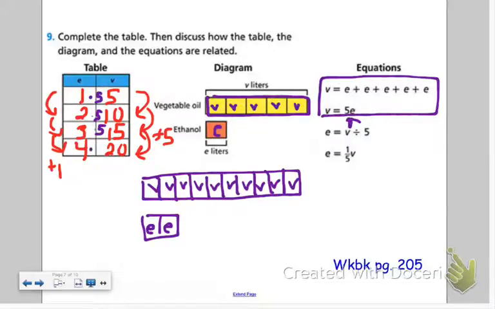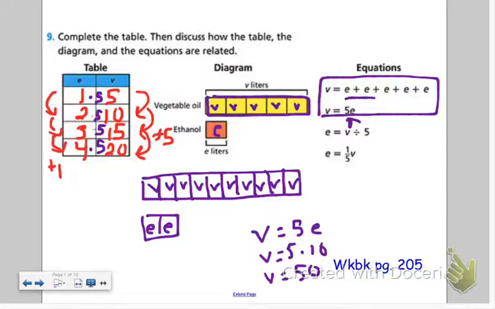Remember over here we were multiplying by 5. 4 times 5 is 20, 3 times 5 is 15, 2 times 5 is 10, 1 times 5 is 5. The amount of vegetable oil is going to be 5 times the amount of ethanol. So what if I decided I was going to put in 10 liters of ethanol? Well, then I would have to do 5 times 10, and the vegetable oil would be 50. Does that make sense? The E represents the number of liters of ethanol. So if I multiply that by 5, I'll know how much vegetable oil that would be.